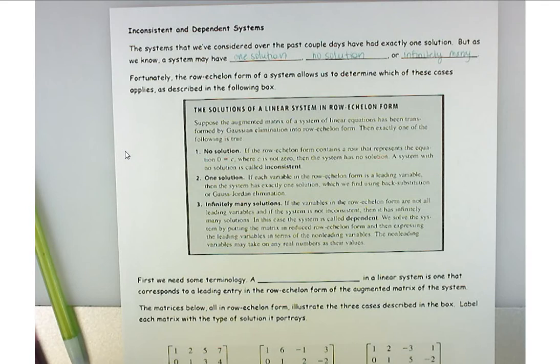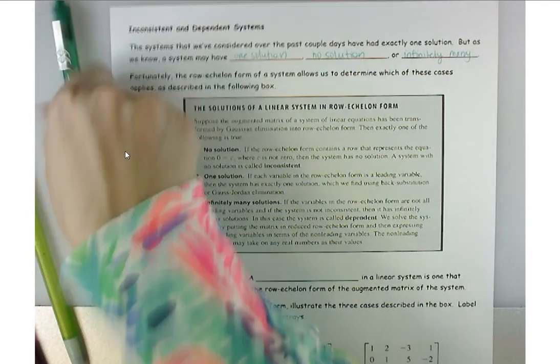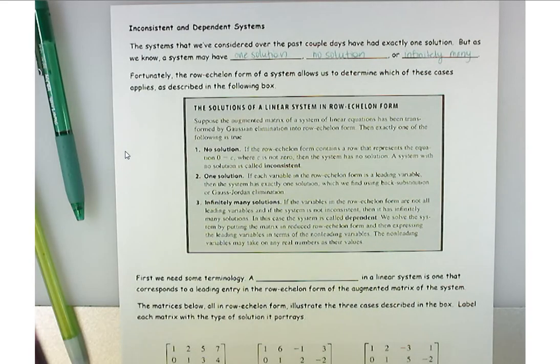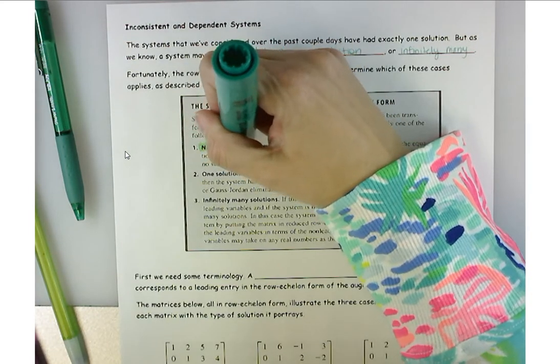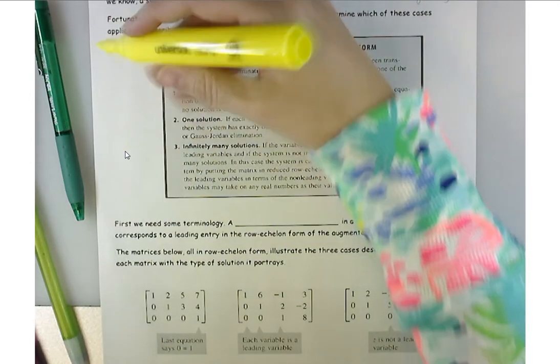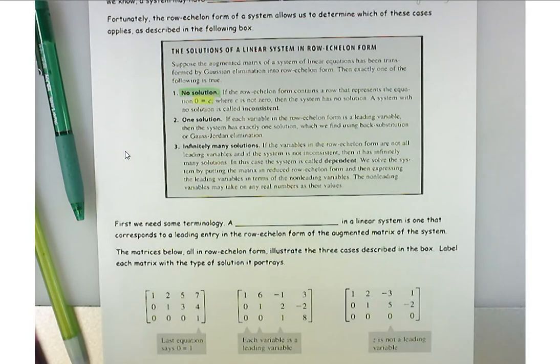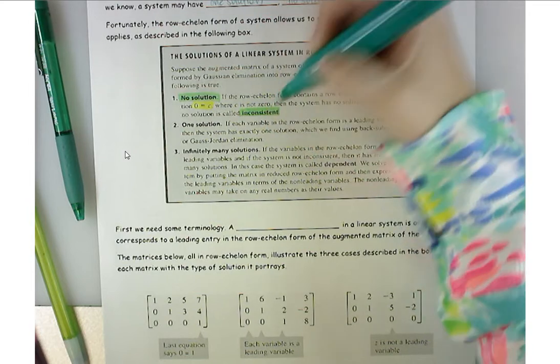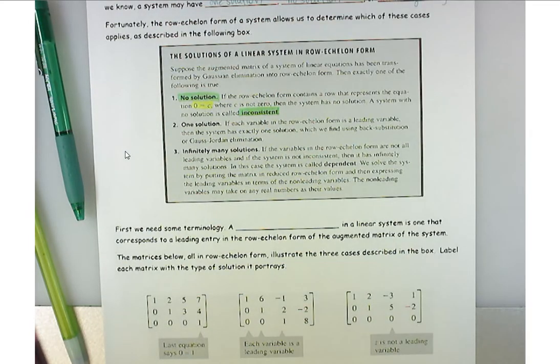Okay, so the row echelon form of a system allows us to determine which of these cases applies, and they describe what it's going to look like in the following box. If there is no solution, so we did this with our linear equations, just not in matrix form, you're going to have some statement where 0 is equal to a constant. And remember, that statement is not true. So if you have that, then the system is called inconsistent. Then I'll show you what that looks like in a matrix.